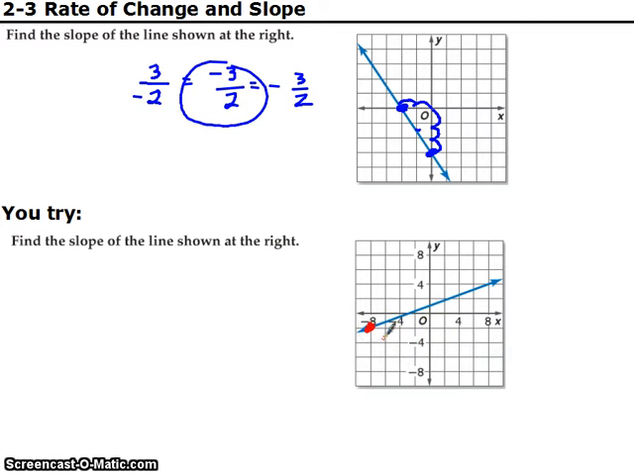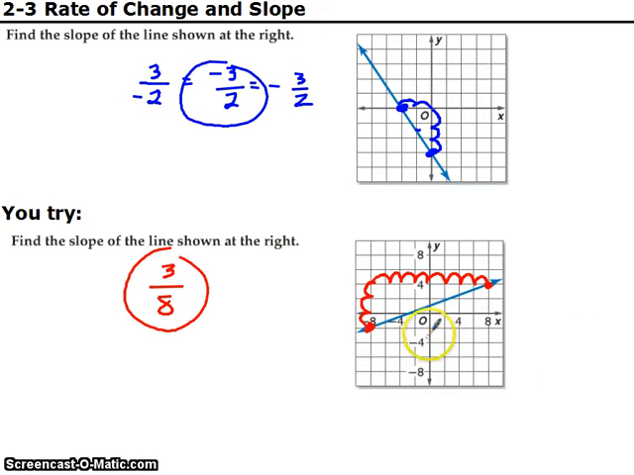All right, looks like we've got a point there and another point here. So rise over run, 1, 2, 3. I counted up, so that's positive. 1, 2, 3, 4, 5, 6, 7, 8. I counted right, also positive. 3 over 8, that doesn't reduce, that's it.